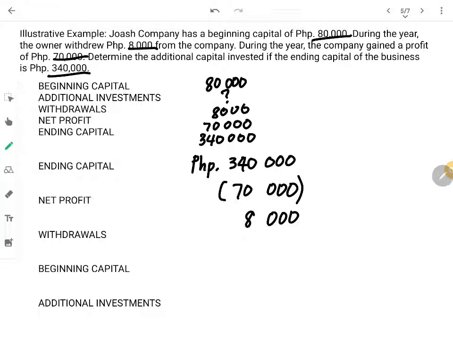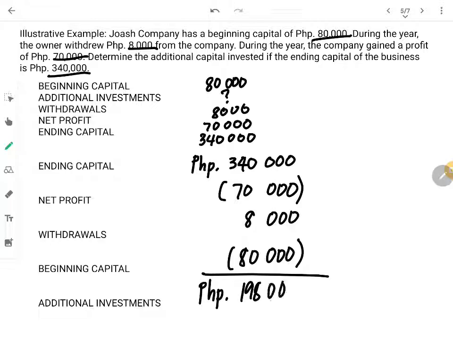And then, beginning capital, meron tayong 80,000. So, pag normal, i-plus natin, di ba? Pero pag reverse, ima-minus. So, 80,000 minus. So, our additional investment would be how much? That is 198,000. So, don't forget double rule.